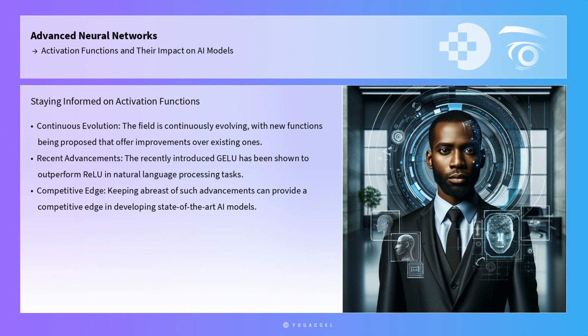Furthermore, professionals should stay updated on the latest developments in activation functions. The field is continuously evolving, with new functions being proposed that offer improvements over existing ones. For instance, the recently introduced GLU has been shown to outperform ReLU in natural language processing tasks, as evidenced by its use in the BERT model. Keeping abreast of such advancements can provide a competitive edge in developing state-of-the-art AI models.